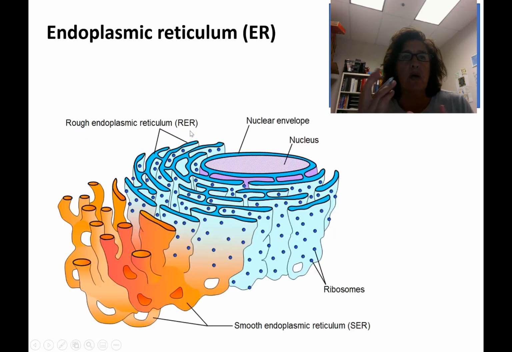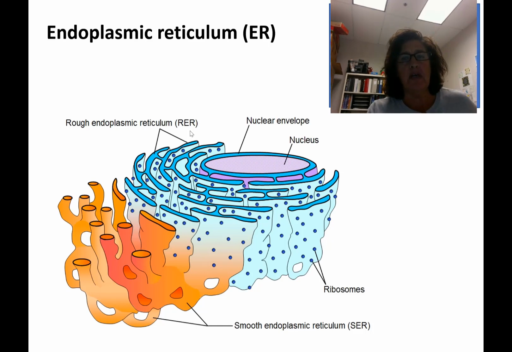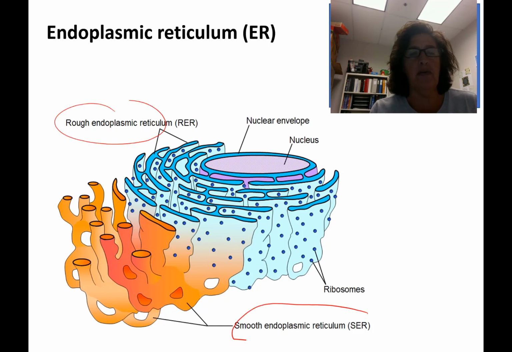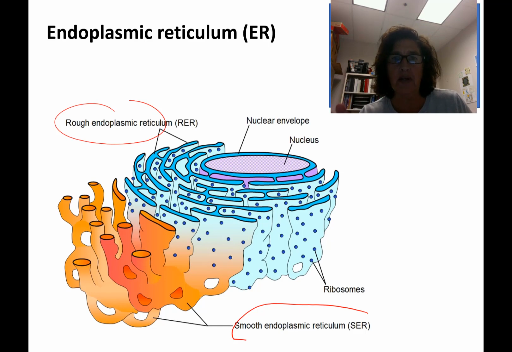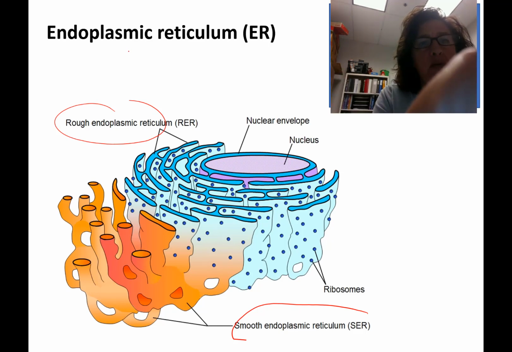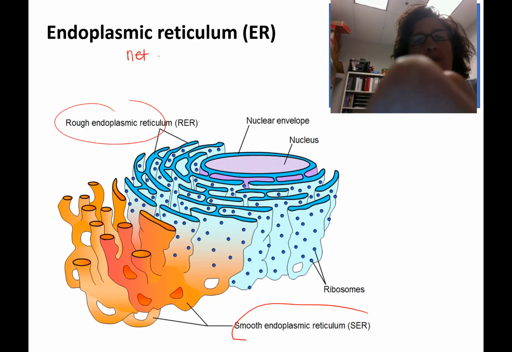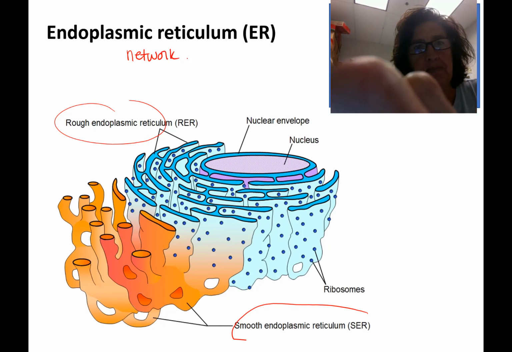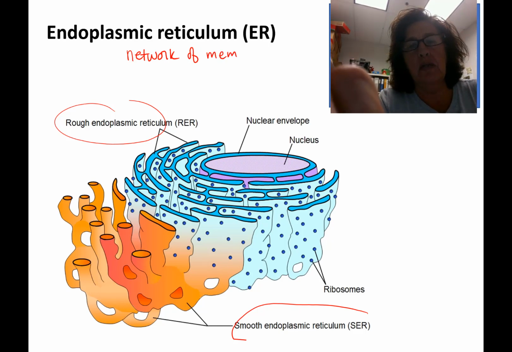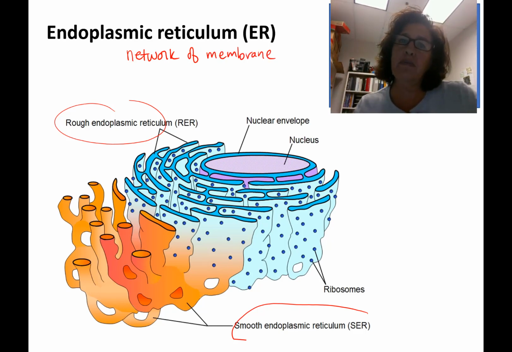Okay, so first organelle we are going to talk about is the endoplasmic reticulum, or ER. So this is a diagram of the ER, and we're going to talk about both a smooth and a rough ER. So first let's talk about what these are. So the endoplasmic reticulum is a network of membranes. And every time you hear the word membrane now, you will think phospholipid bilayer.